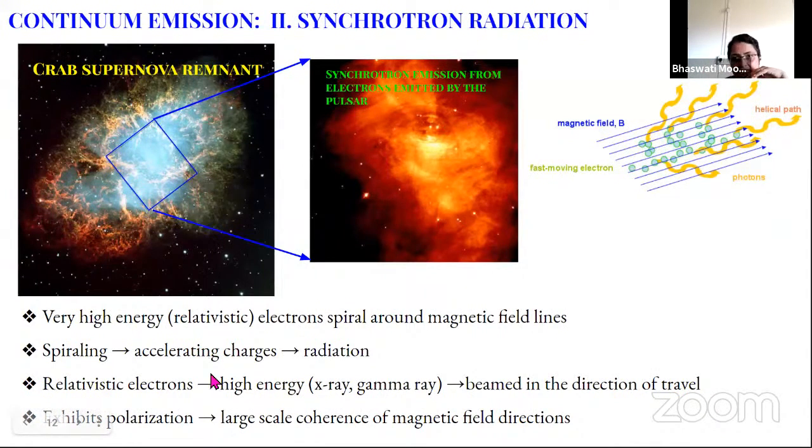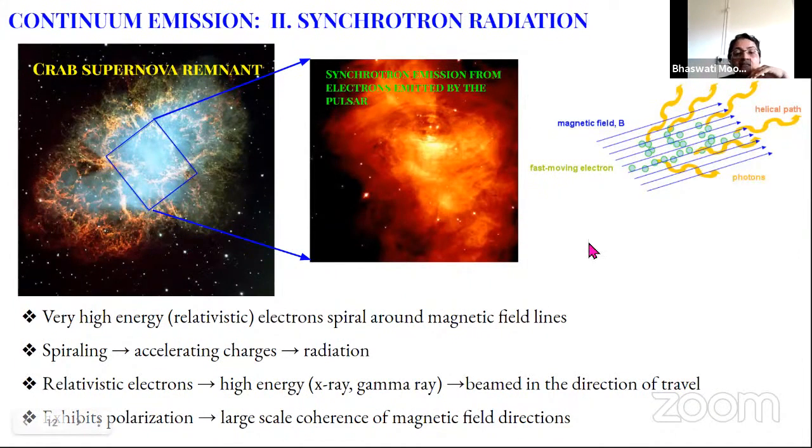Now, these are relativistic electrons, so the radiation that comes out can be observed at very high frequencies or energy, the two are synonymous, which are X-ray and gamma ray, and they are beamed in the forward direction. That is a relativistic effect, I won't go into the details, which makes them even brighter. It has the effect of focusing the radiation in the direction of motion, so if you are directly in the line of the motion, you see them to be even brighter.